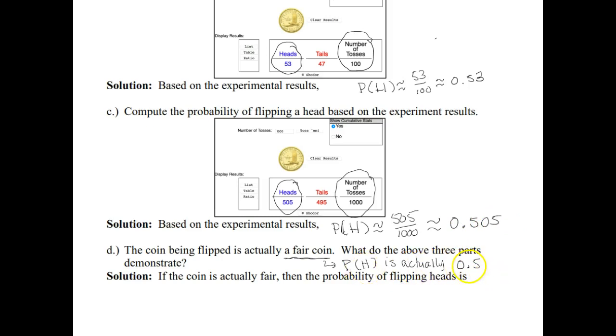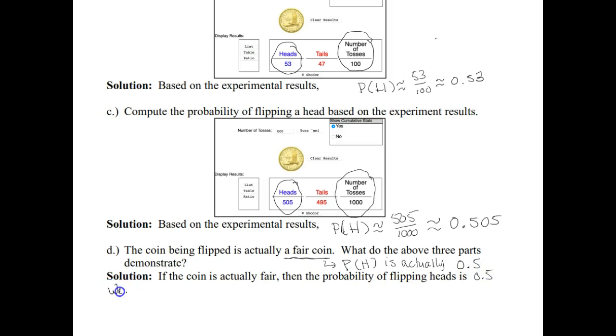So what do the above 3 parts demonstrate? They demonstrate the law of large numbers. As n increased, as we repeated the experiment more and more times, these approximated probabilities, experimental probabilities, tend to get closer and closer to the actual true probability. So if the coin is actually fair, then the probability of flipping heads is 0.5.